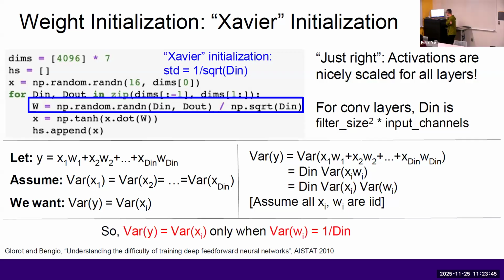So that means if we want the variance of y to equal the variance of xi, the only way to do it is to choose the variance of wi to be 1 over D_in. It's that simple. So that's the reasoning why you have to choose the standard deviation of w to be 1 over square root of D. That's it. Fifteen years ago, if you could find this, you could write a paper.